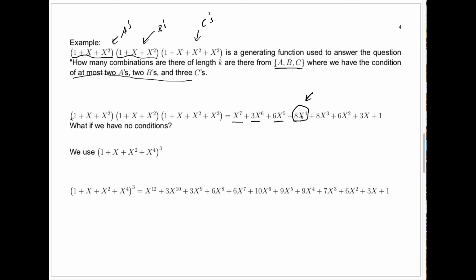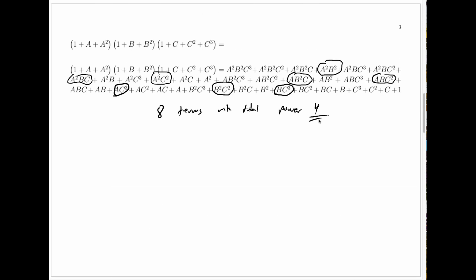There are actually exactly 8 combinations of length 3 from the set ABC, with the same conditions that you have at most 2A's, 2B's, and 3C's. And if you want to know what they are, well, then you could go back here and just circle all the terms where the total power is 3. I won't look at all of them there.